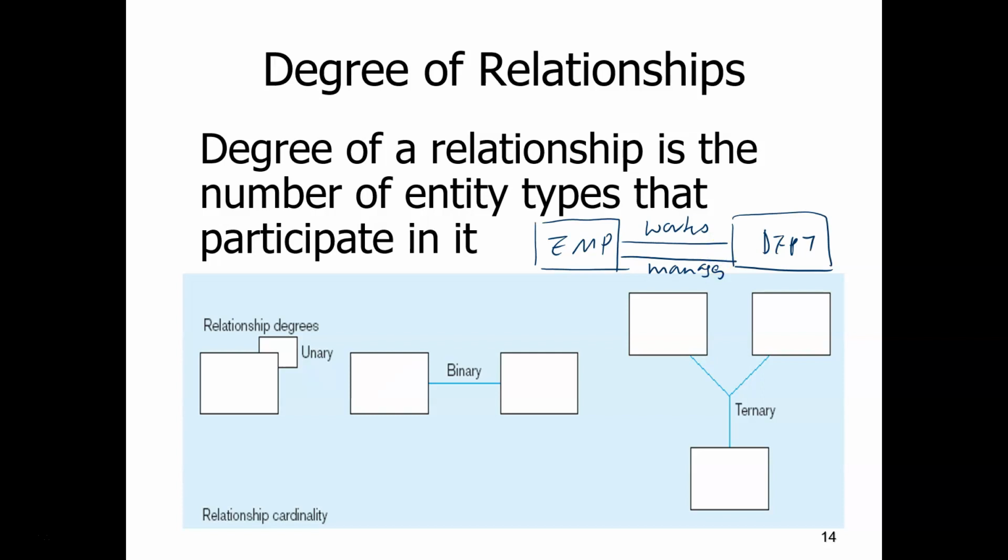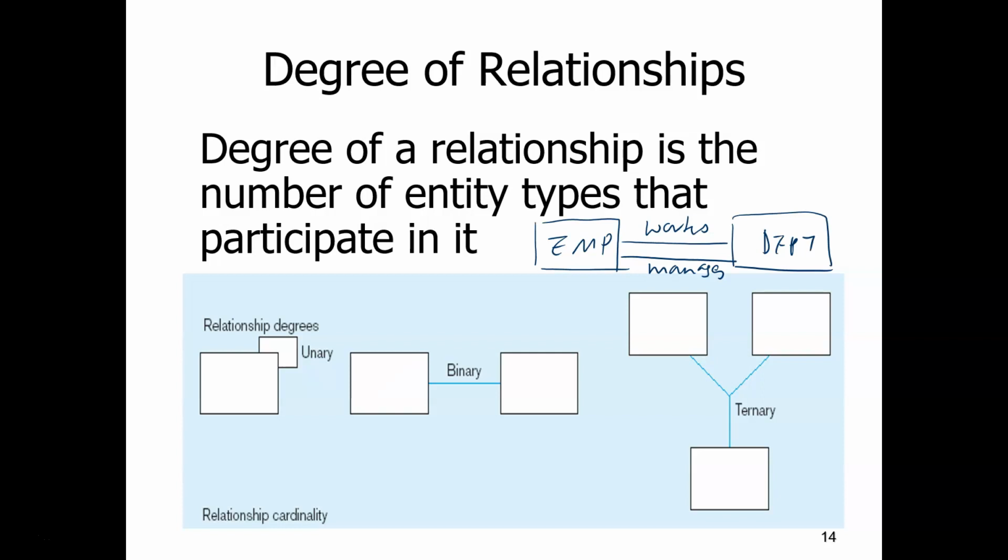We also have something called the associative entity, which is a combination of relationship and entity. And we will talk about associative entity in a later slide. Degree of relationships is the number of entity types that participate in the relationship. Here we are going to look at three different types of relationships.